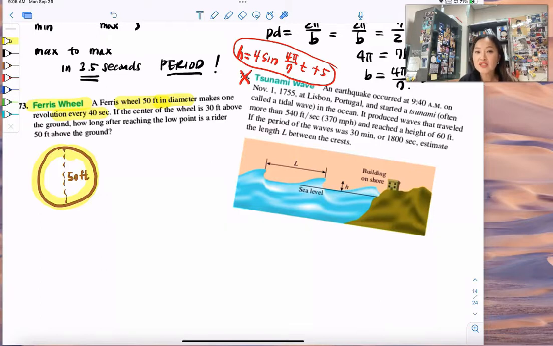If the center of the wheel is 30 feet above the ground. So remember, the ground is here. The Ferris wheel is not touching the ground. If the Ferris wheel was touching the ground, then it wouldn't be able to spin, and the people riding on it could really hurt themselves, right? If you think about it, if you're down here and you're touching the ground, you'll skid on the ground, right?